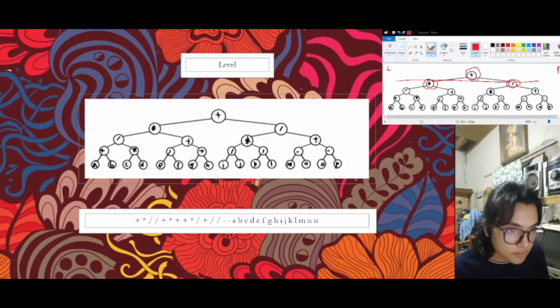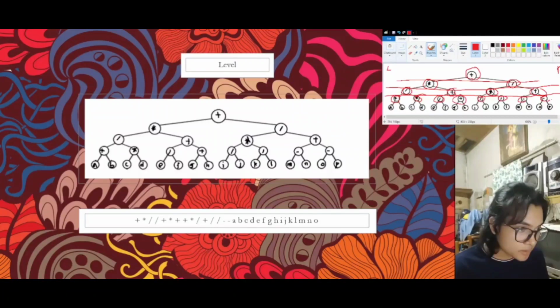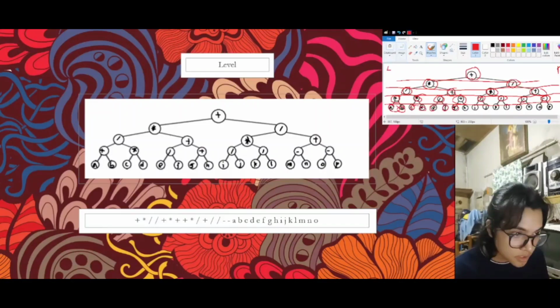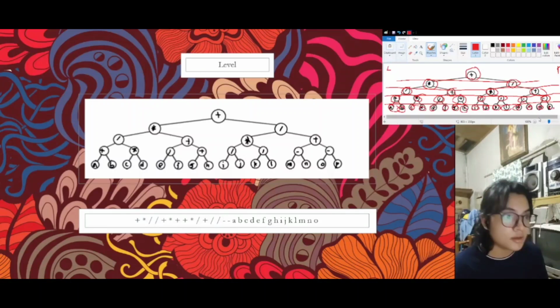After this level is done, we're now going to proceed with this, which is this division sign first, then plus, then multiply, then plus. And after this level is done, we're now going to proceed to the next, which is plus, multiplication, division, plus, division, division, and minus, minus. And then when this level is done, we're now going to proceed to A, B, C, D, E, F, G, H, I, J, K, L, M, N, O, P. And that's how level traversal works.